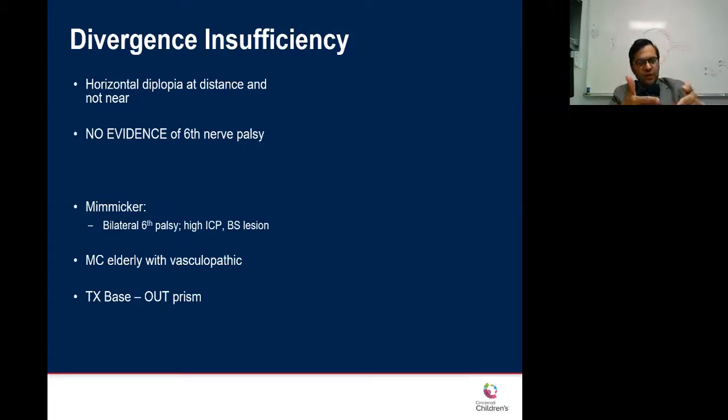So if you're having trouble diverging your eyes, you may think that you have a bilateral sixth, might be high pressures in the head. You're worried about a brainstem lesion. Most commonly, this happens to elderly people that are vasculopathic, but you do an MRI, you don't find anything, and they really have full motilities of their sixth. So it's just a decrease centrally in their compliance to diverge their eyes. Typically, it's a small deviation, and you can treat them with prisms. You can also treat them with strabismus surgery if the deviation is large enough.